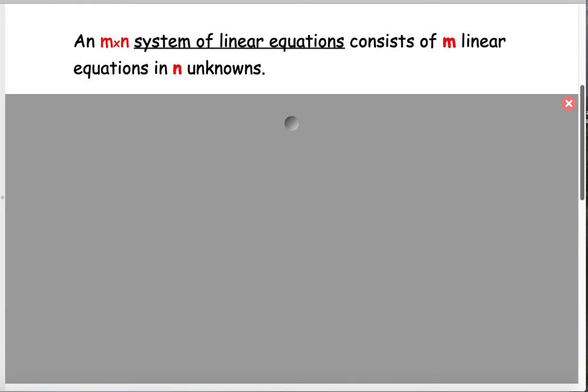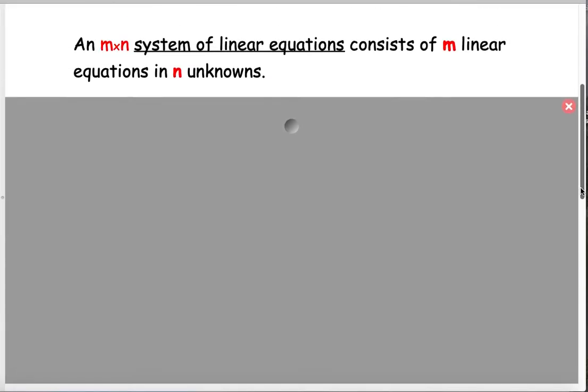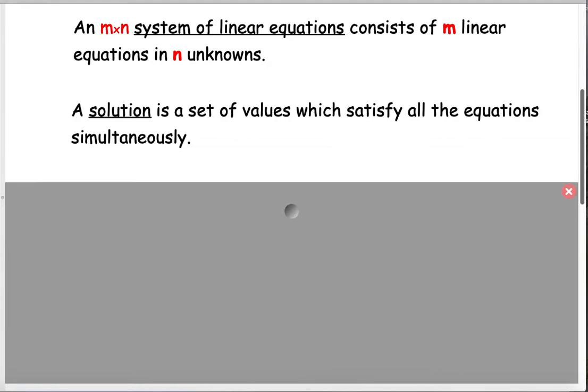An m by n, and that's how you read the m×n, you say an m by n system of linear equations consists of m linear equations in n unknowns. So in the example above, we would say this is a 3 by 3. Let's pick a different color. We would say that this is a 3 by 3 system because there are 3 equations and 3 unknowns, or 3 variables. A solution is a set of values which satisfy all the equations simultaneously.